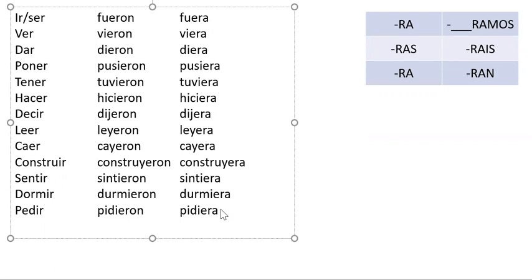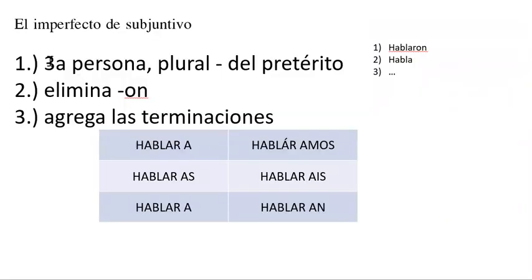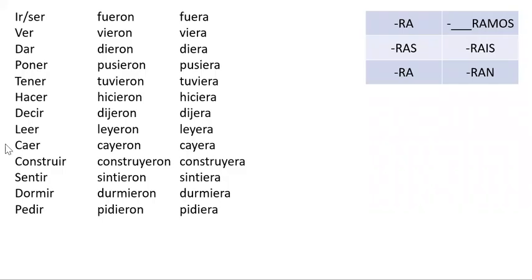The spelling change already happened earlier in the construction, in that first step, the third person plural preterite. Once we got to that step, that spelling change already happened. We already had our Y. We already had the stem change. We already had the irregularity. All that stuff took place in that first step. So once you get to that first step, it's very consistent.